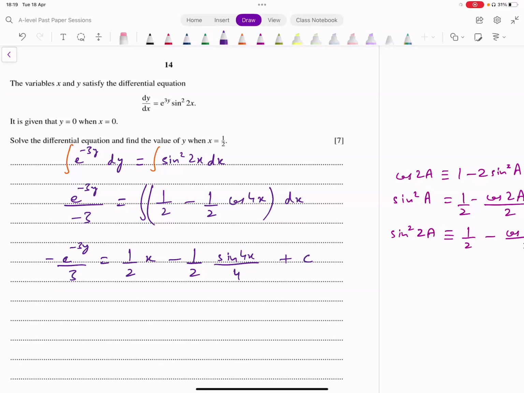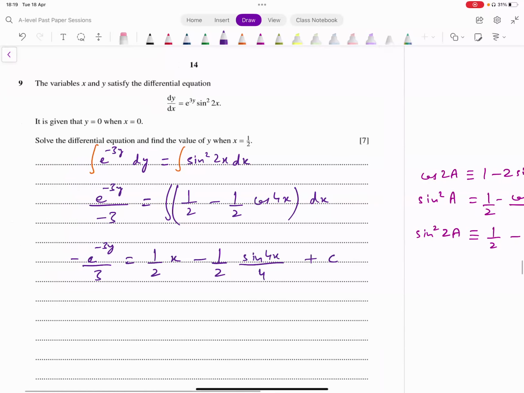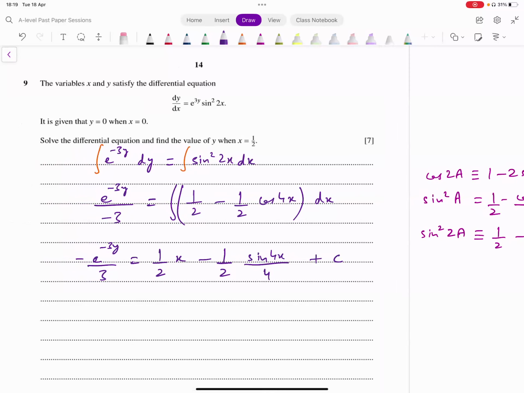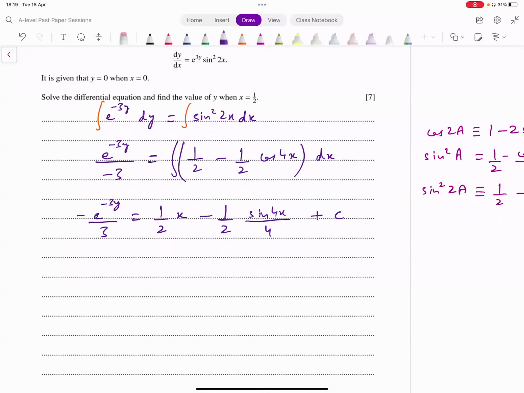Okay, so this is what the solution of the differential equation turns out to be. अब आपको क्या करना है? C की value figure out करनी है. You have to input y equal to 0 and x equal to 0. Let's do that. So we input x equals 0 and y equals 0. Let's do that.